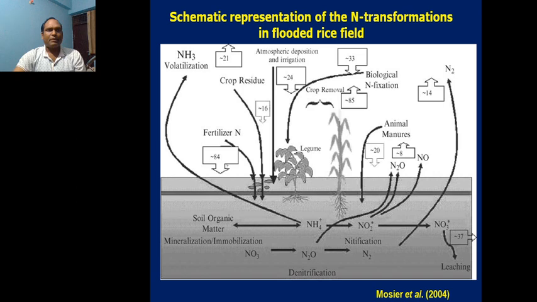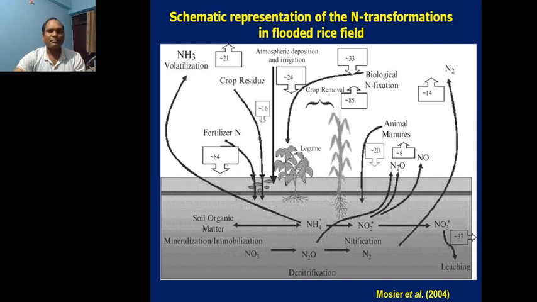I can discuss the nitrogen cycle in the flooded ecosystems. What are the sources of nitrogen within the soil environment? Number one is crop residue and animal manures. Second is fertilizer nitrogen. Third is atmospheric deposition. Fourth one is biological nitrogen fixation.